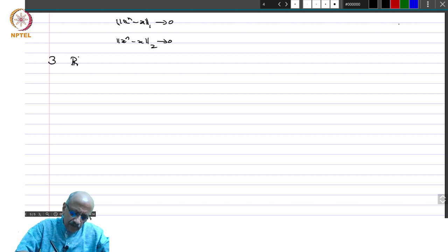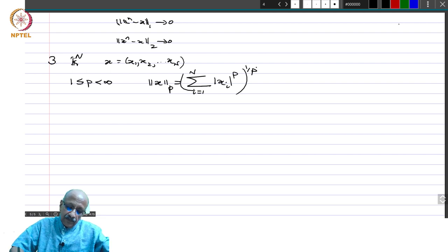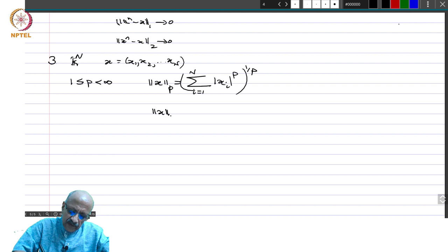So, example 3, let us go to Rn. Any vector x you write as x1, x2, up to xN, let me write capital N here. Then let 1 less than or equal to p less than infinity. Then we define norm x p is equal to the sum from i equals 1 to n of mod xi to the power p, whole to the 1 by p. And I am also going to define another norm, norm x infinity is equal to max of mod xi for 1 less than or equal to i less than or equal to n.